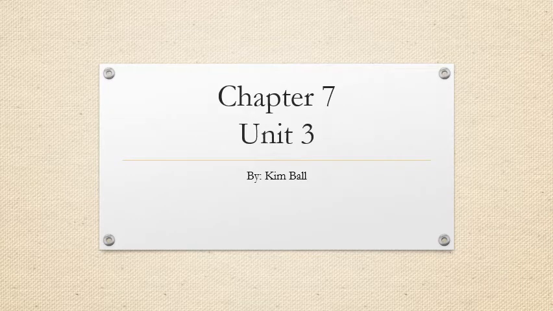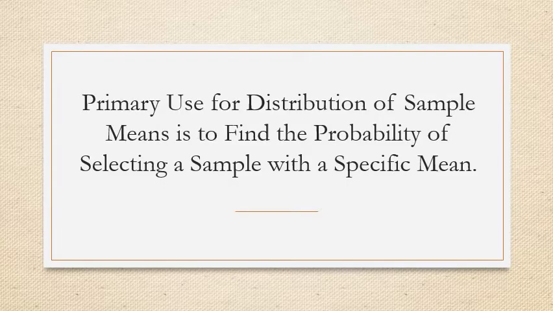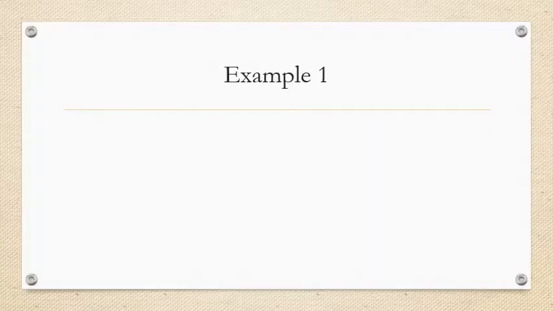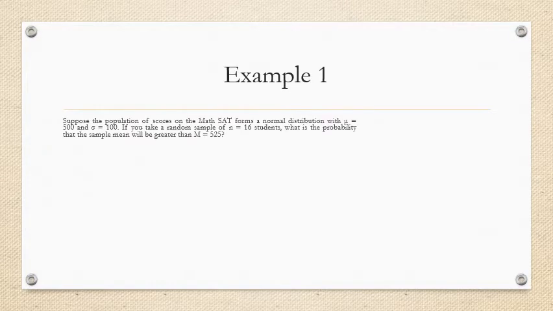Chapter 7, Unit 3. The primary use for a distribution of sample means is to find the probability of selecting a sample with a specific mean. So let's look at an example of this.